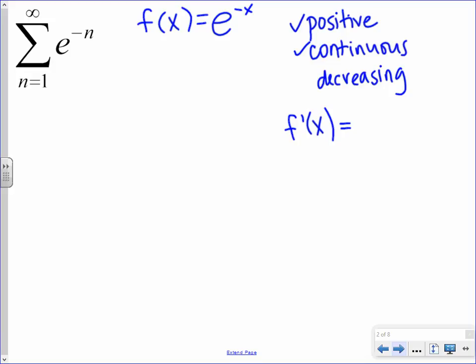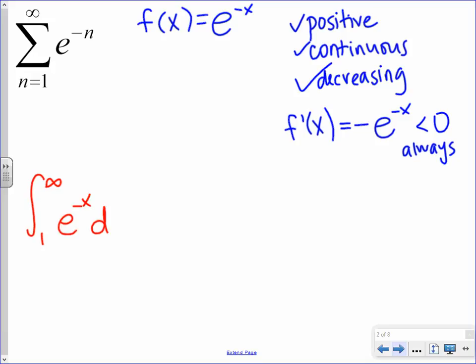Derivative of e to the negative x, negative e to the negative x. Is that less than 0? When? Always, right? Okay. So we have a decreasing function. All of that just so we can use the integral test. So then what we're going to do, since this goes from 1 to infinity as the sum, then our integral is going to go from 1 to infinity.